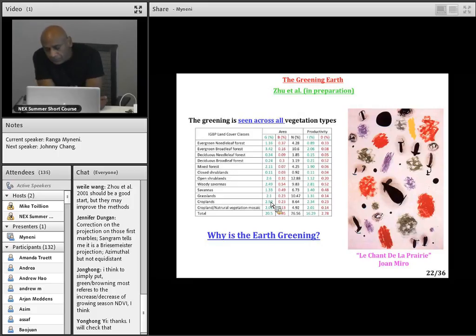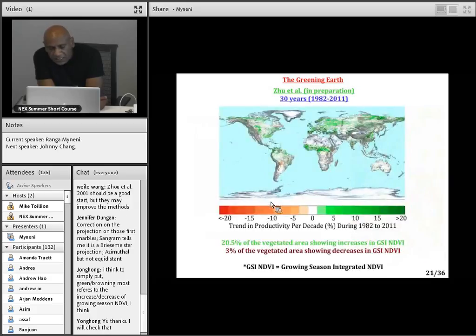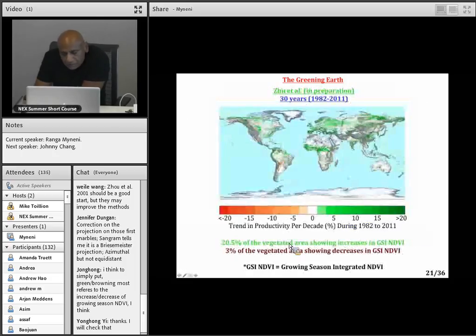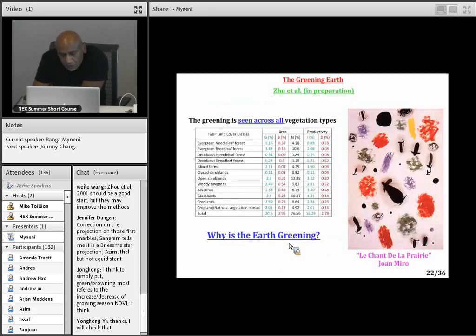So the obvious question is, why is the earth greening? Already Myneni et al. had provided an answer which at that time, in 2003, remember, seemed sufficient: that global changes in climate have eased several climatic constraints to plant growth. In hindsight, we now wonder if that is the case over the entire 30-year period.